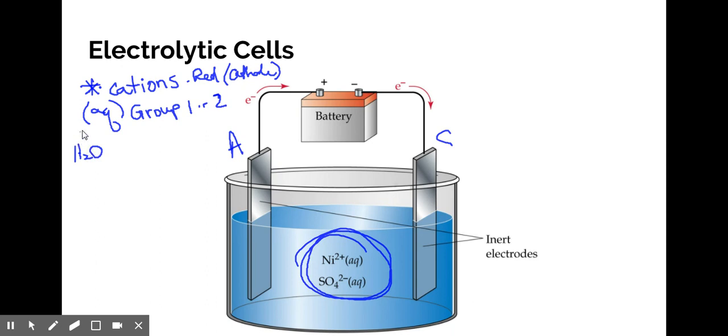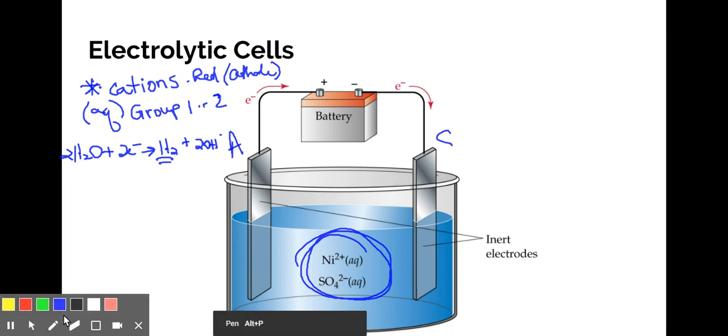You have 2 H2O, so there's a 2 there, plus 2 electrons yields H2, so hydrogen's produced here, plus 2 OH minuses. This is the half reaction when water is reduced. You do not have to memorize this half reaction, but you do need to know that when water is reduced, it produces hydrogen. So let's look at this example here.